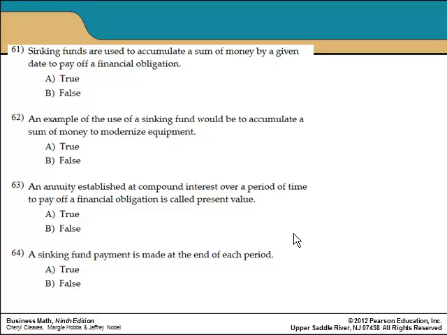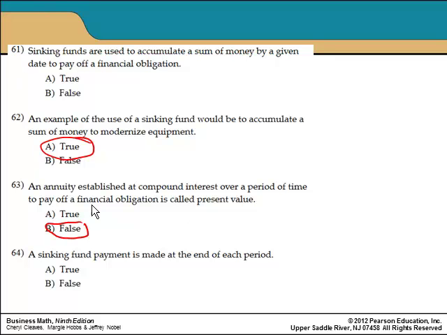Sinking funds are used to accumulate a sum of money by a given date to pay off a financial obligation. No. Well, sinking funds are used to accumulate money that you're going to spend in the future, not to spend now. As an example of the use of a sinking fund would be to accumulate a sum of money to modernize equipment. An annuity established at a compound interest rate over a period of time to pay off a financial obligation is called present value.